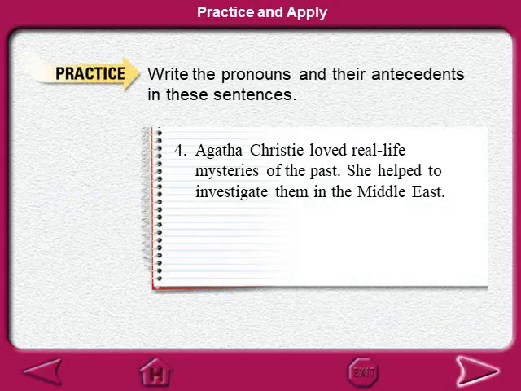Practice. Write the pronouns and their antecedents in these sentences. Agatha Christie loved real-life mysteries of the past. She helped to investigate them in the Middle East. You should write the pronouns and their antecedents in the sentences. This practice you will do in your copybooks.